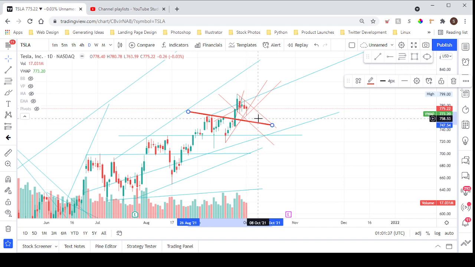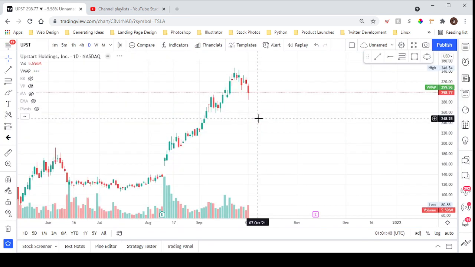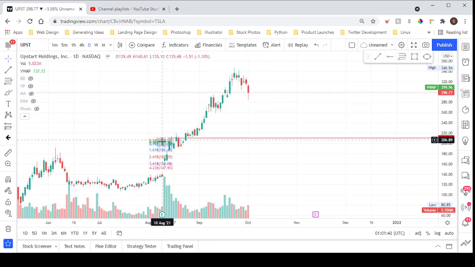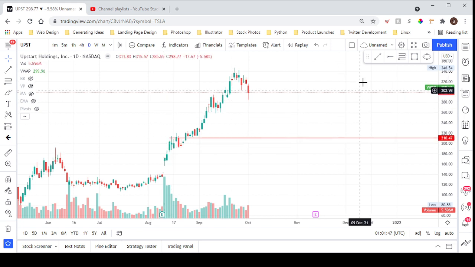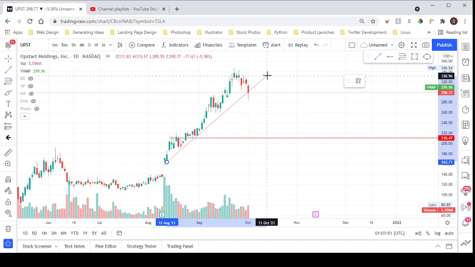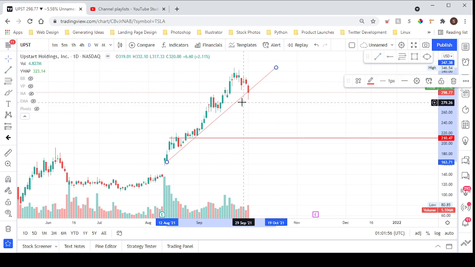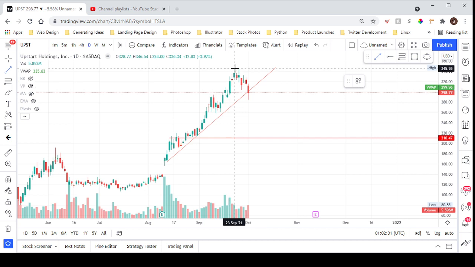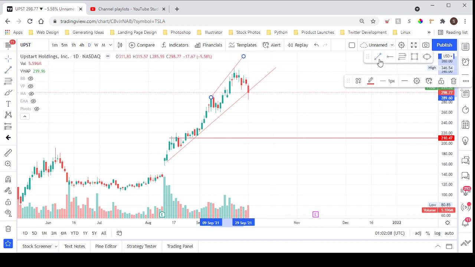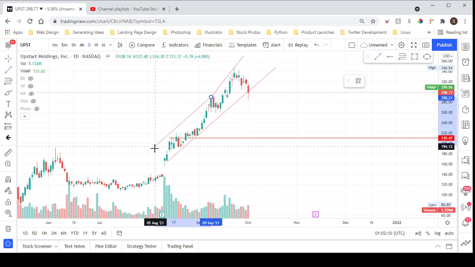Next one we're going to look at is UPST. Now UPST, let me just move this here and get rid of this stuff. So now I'm just going to start connecting anywhere I see 2 points where I see a pattern forming. Right there you can see that break in the pattern, and you can see that drop, but you can see that it fought back for it. Here, this one and this one. So that's an opening wedge right there.